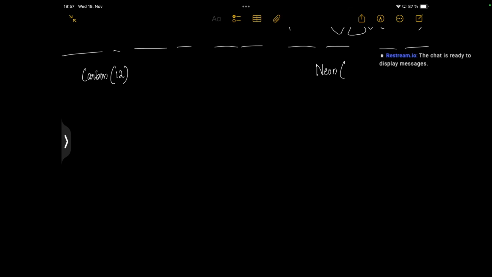Neon has an atomic number and its mass number. The atomic number of carbon is 6. The atomic number of neon is 10.